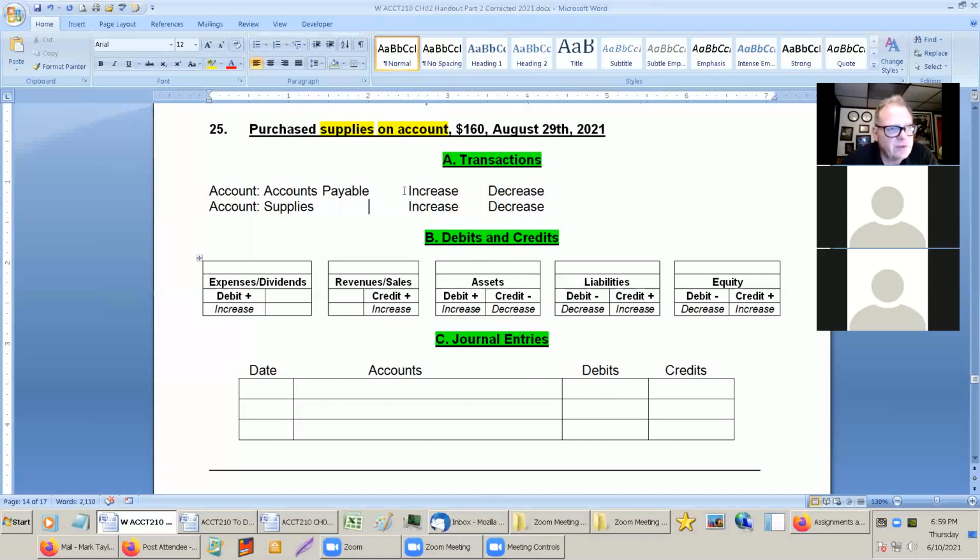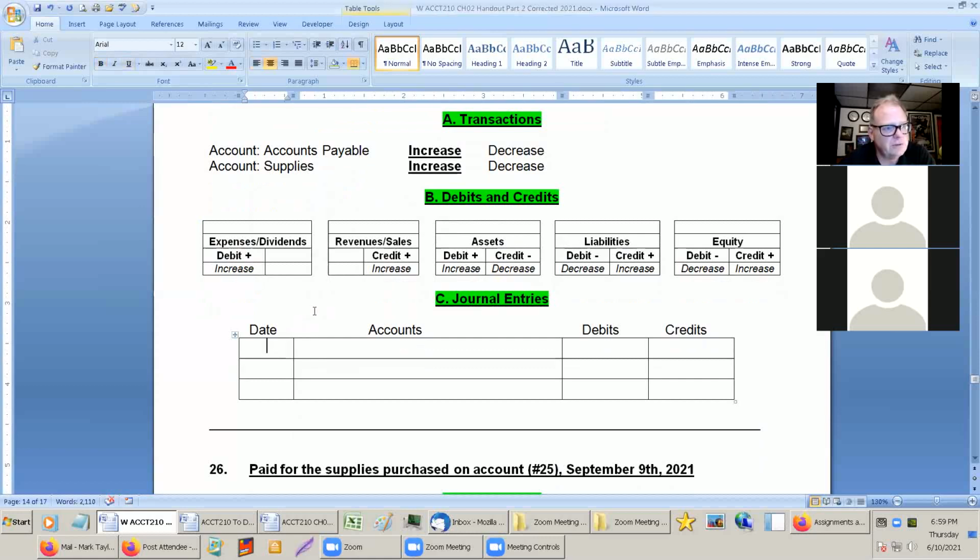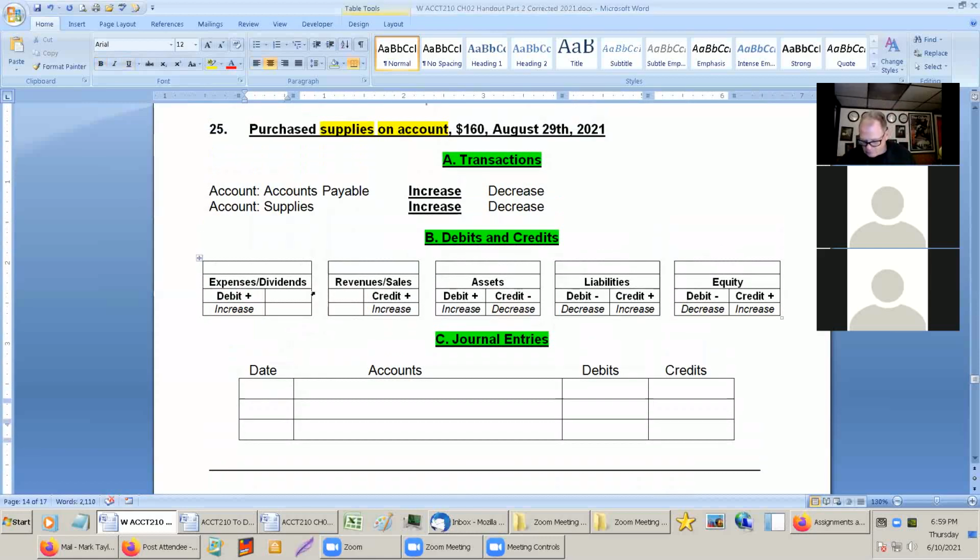Okay, so the accounts payable increases. We owe more, and supplies increase. And we'll only expense those supplies as we use them. So if we use them up, whatever they are, garbage bags, you expense them.